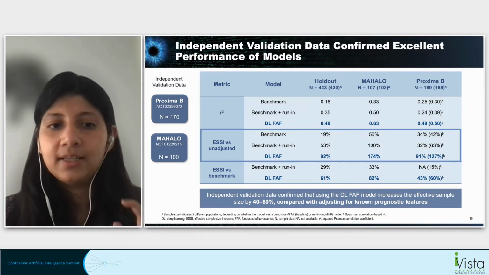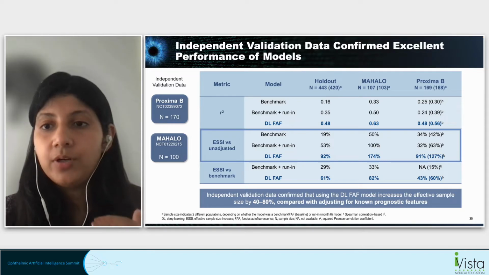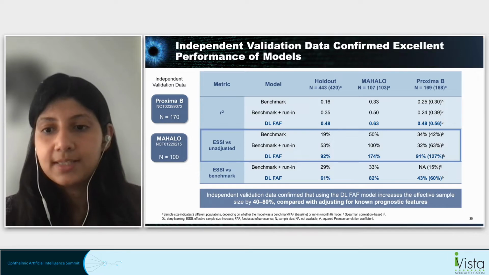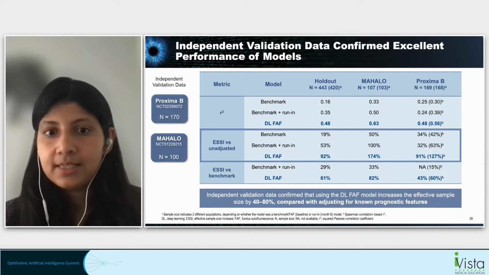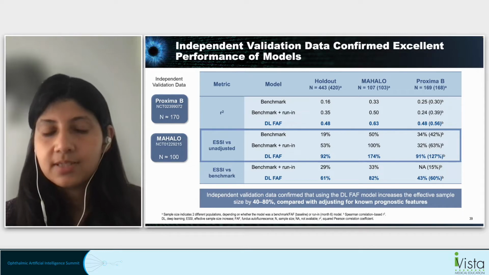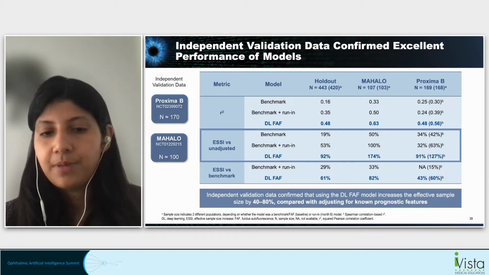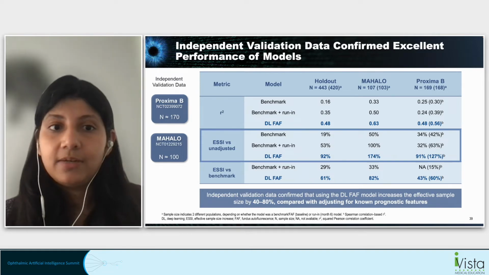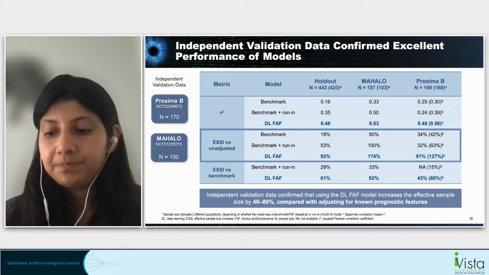And when we look at the effective sample size increase versus the unadjusted analysis, you do see that on holdout, Mahalo, and Proxima B, we do see an increase of 92%, 174%, and 91%. And then when you just compare it with the benchmark model, which is basically your 4 prognostic variables, you do see that using deep learning predictions, the difference is still quite large. So you do see an increase in sample size in the range of 40 to 80% across all these different studies. We do show that prognostic covariate adjustment is pretty powerful based on these numbers.